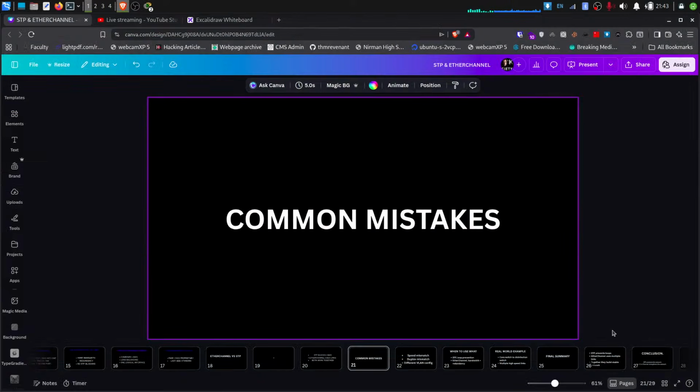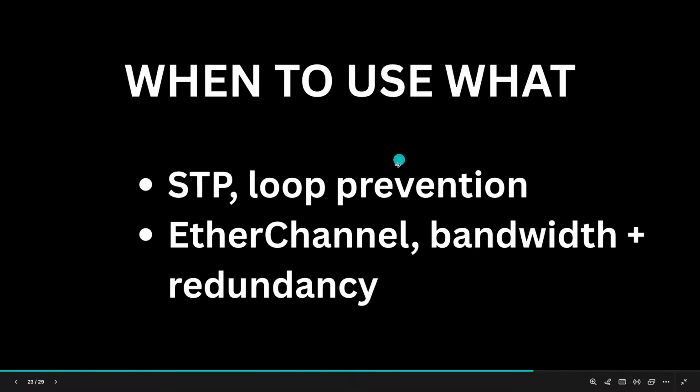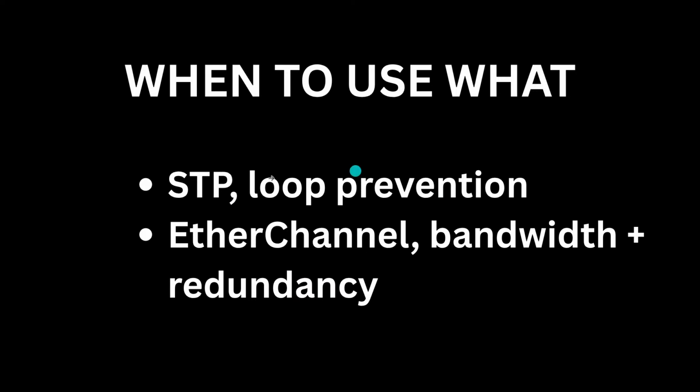that is common mistakes. There are some mistakes, that is speed mismatch, duplex mismatch, different VLAN configuration. So everything should be the same. Now, when to use that? STP is used for loop prevention, and EtherChannel is used for bandwidth plus redundancy.